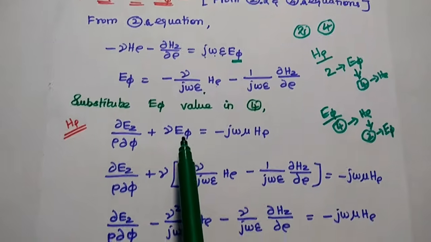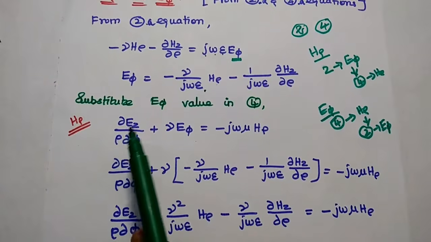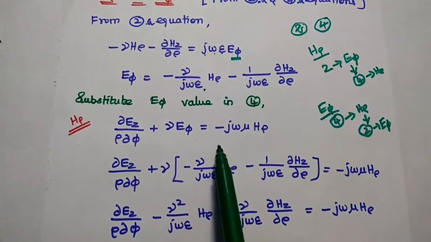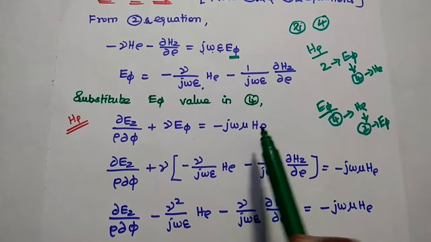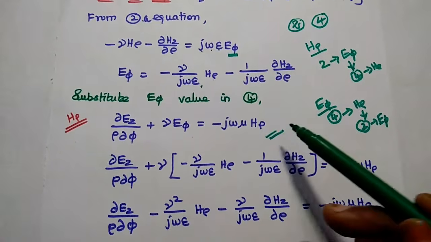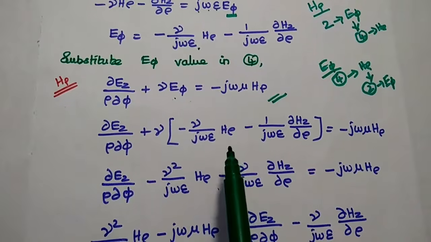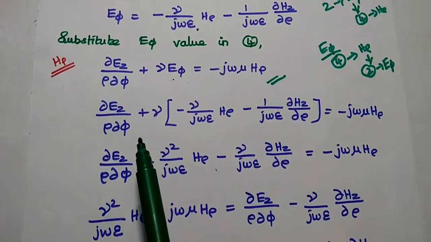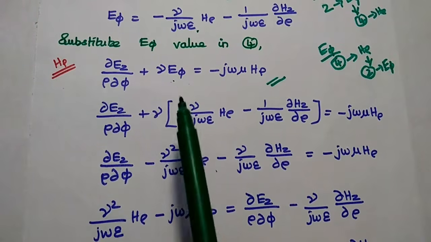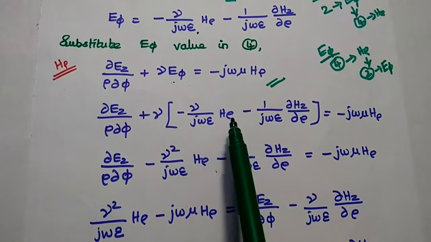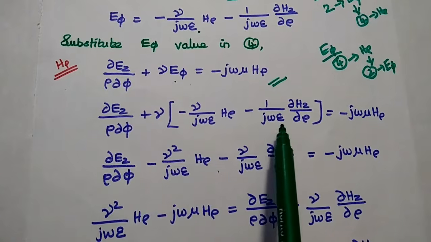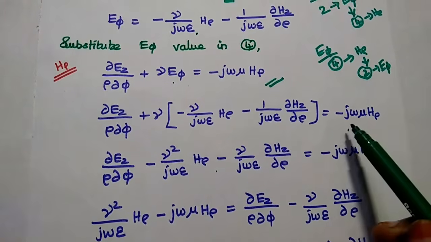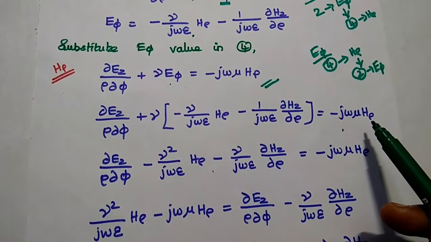So what is the fourth equation here? ∂Ez/ρ∂φ + γEφ = -jωμHρ. This is the fourth equation, right? So substitute this Eφ value in this expression. Then we can get ∂Ez/ρ∂φ + γ into Eφ, which is -γ/(jωε) Hρ - (1/jωε) ∂Hz/∂ρ, is equal to -jωμHρ. Correct?